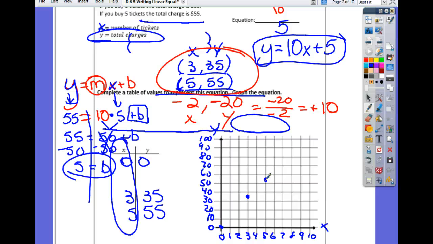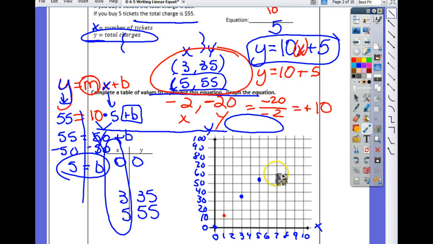So what's another one? Let's see where the 1 takes us. If we put a 1 in our equation up here, what is 10 times 1? So y equals 10 plus 5, which is, so 1 and 15. Go right there. Is this working out? Does it have direct variation? I hope so.